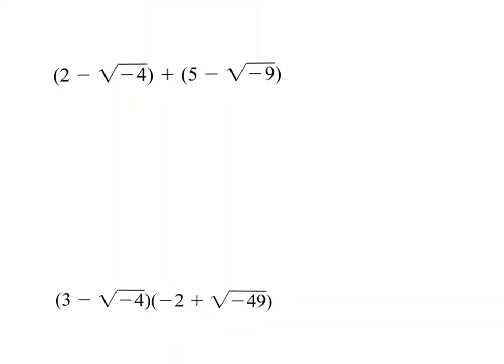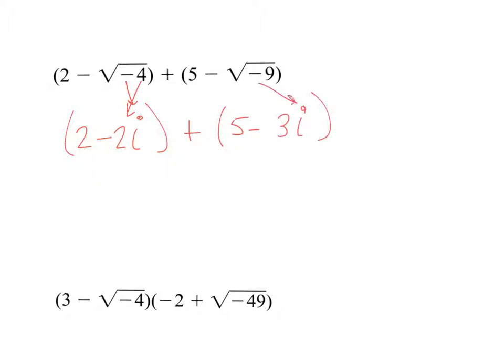Okay, so the next one, the first thing I must do is simplify the radicals so that there's no negative inside of them. So I'm going to reduce this to 2 minus 2i. The reason why it's i is because the negative comes out as the i and the 4 comes out as the 2. Plus 5 minus 3i.